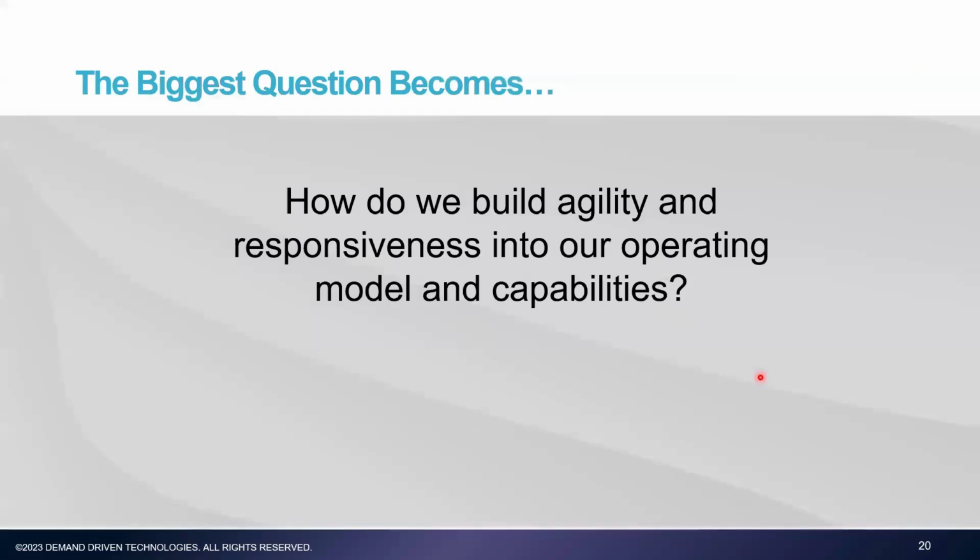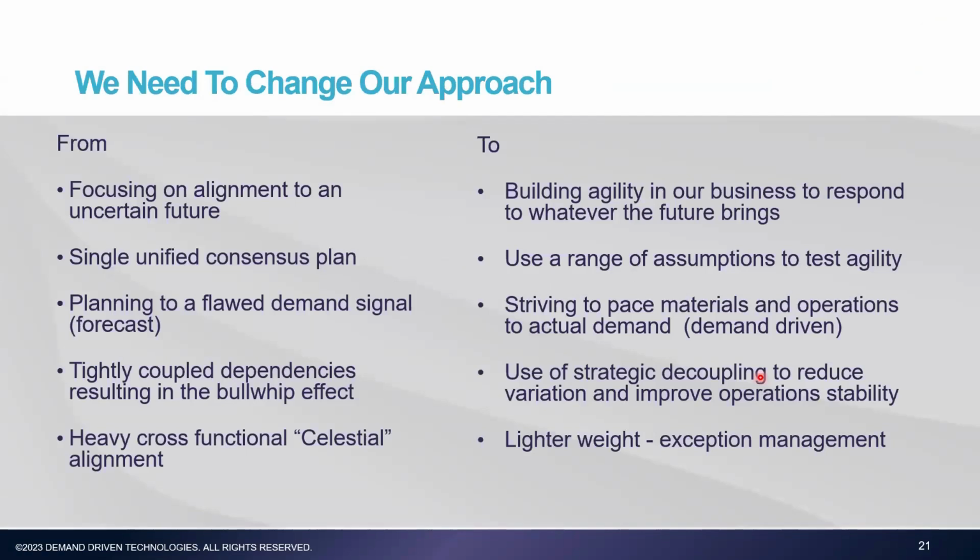All right, so the big question is, how are we going to build agility and responsiveness? If we have that, then we can pivot and respond to whatever comes our way. And if we had that, we would have a lot less stress in our system. We would be set up to deal with whatever eventual realities we're going to have to confront and satisfy.